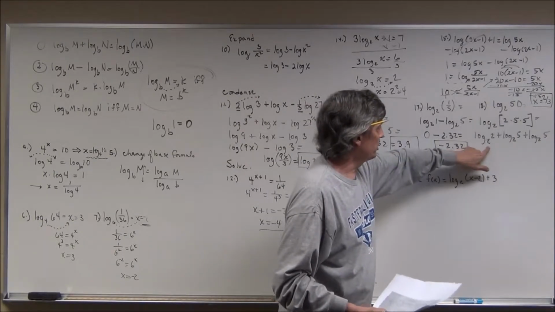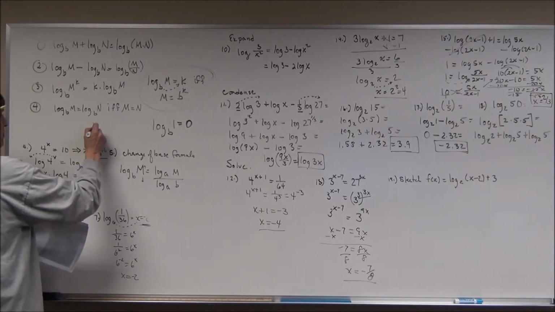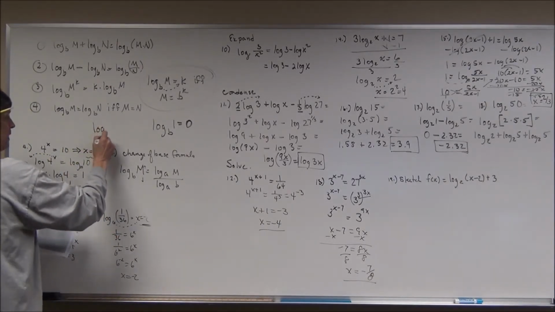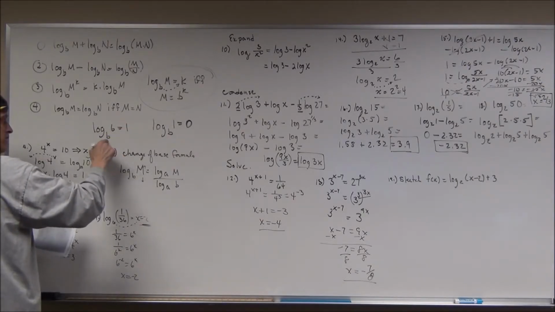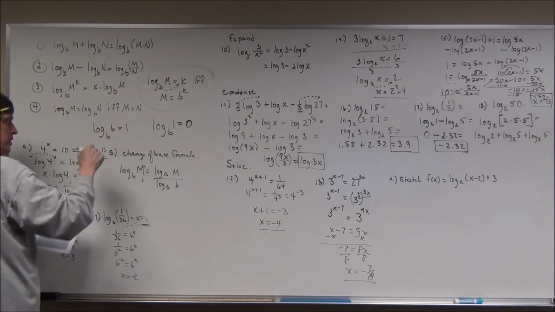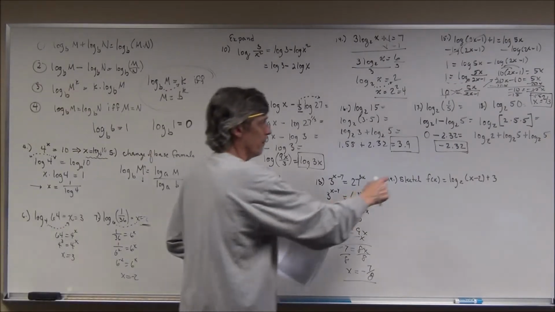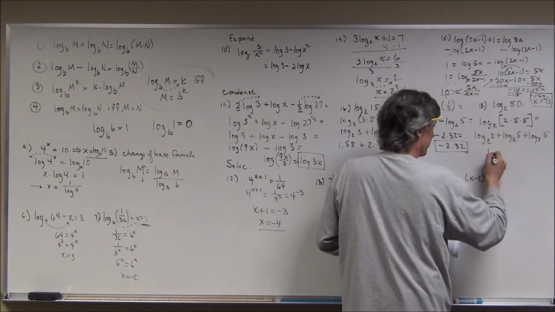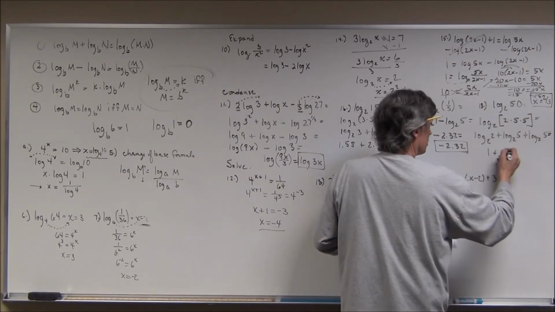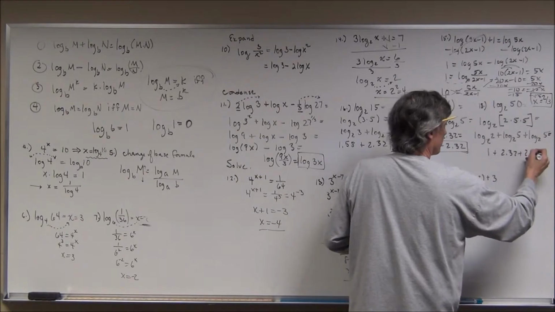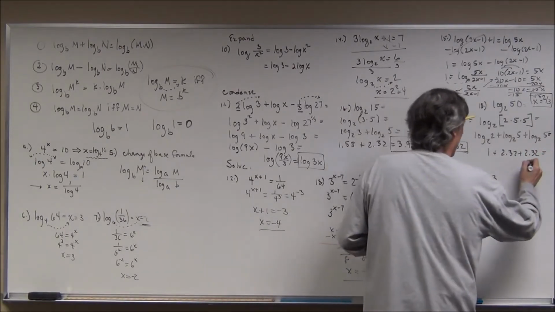But what's the log base 2 of 2? Well, this is not a property per se, but it should be a property. The log base b of b, when these match, it's 1 because it's the same. B to what power is itself? B to the first is itself. So log base 2 of 2 is 1. Plus 2.32 plus 2.32. So that's approximately what? 5.64.